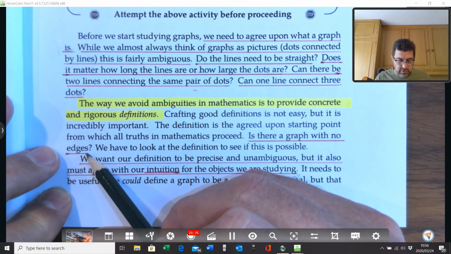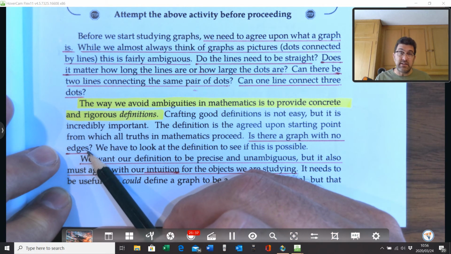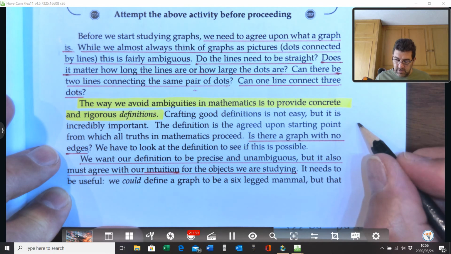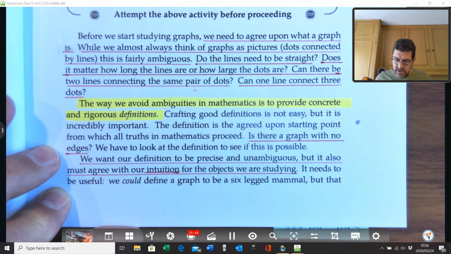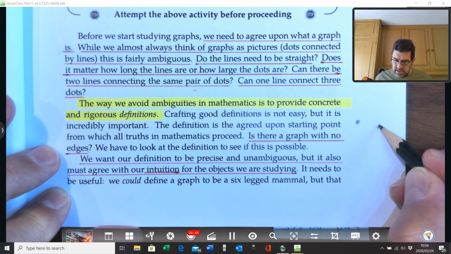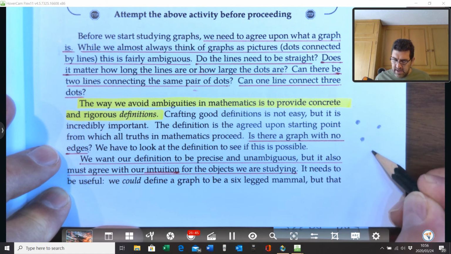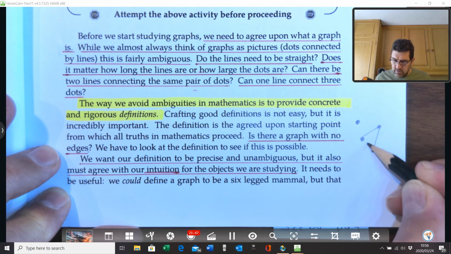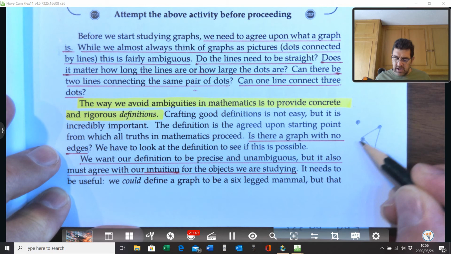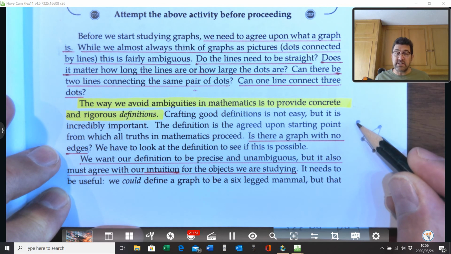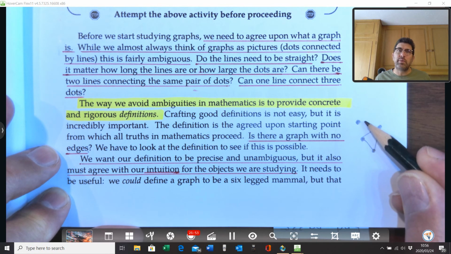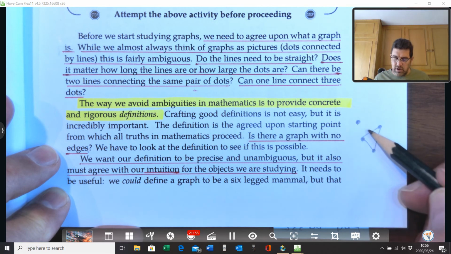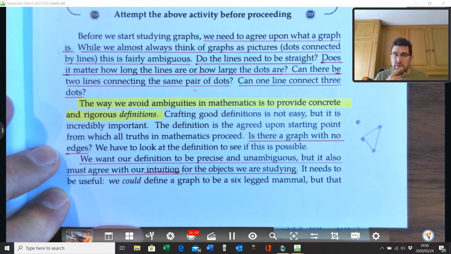Is there a graph with no edges? Well, we haven't seen that, but there could be. We could have a node there. That's an island, and here's a city, and they have not yet built roads that go to the island. So that is a node or a vertex all by itself. There's no road connecting them. A real-world example that shows that that can happen.